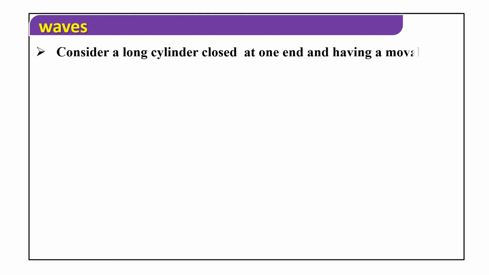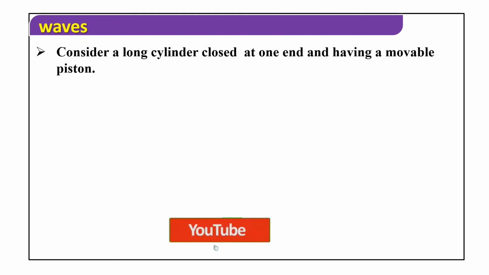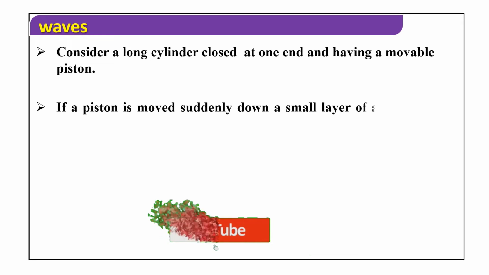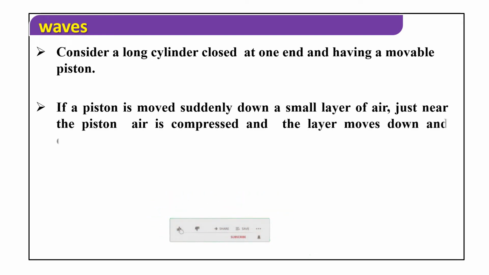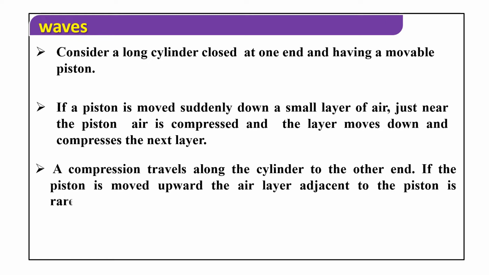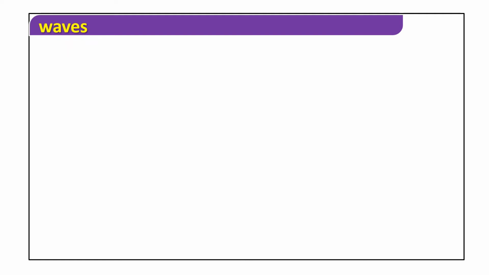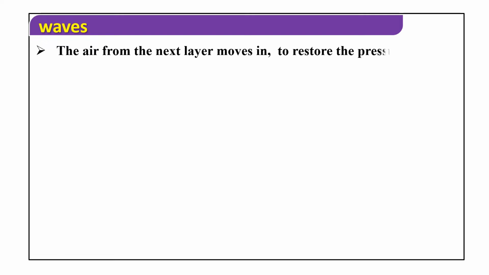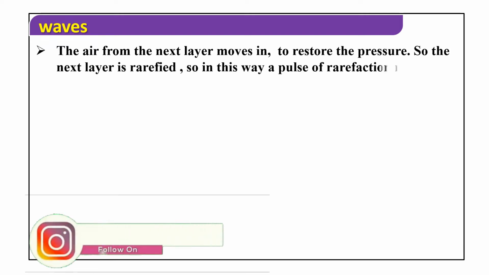Now, consider a long cylinder closed at one end and having a movable piston. If the piston is moved suddenly down, a small layer of air just near the piston is compressed, and the layer moves down and compresses the next layer. So, a compression travels along the cylinder to the other end. If the piston is moved upward, the air layer just adjacent to the piston is rarefied. As a result, pressure decreases, so the air from the next layer moves in to restore the pressure, and the next layer is rarefied. In this way, a pulse of rarefaction moves upward.